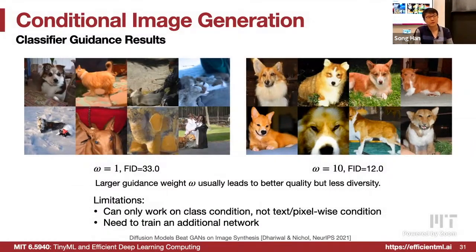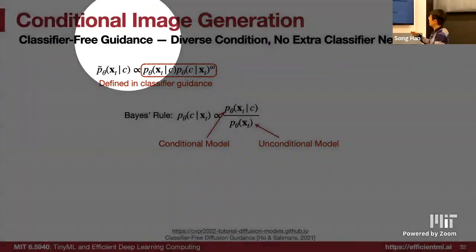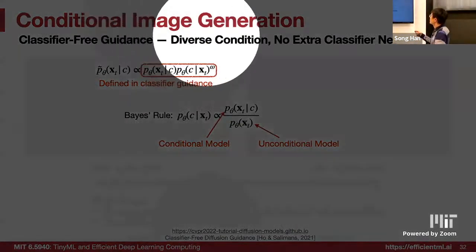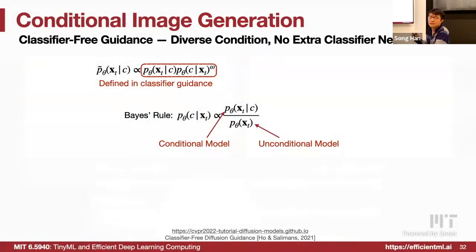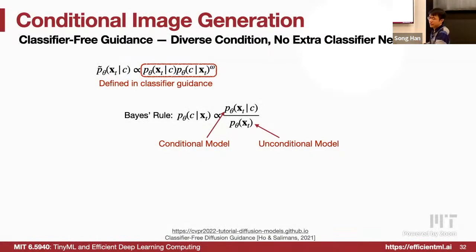Can we just use one network and don't have to train a separate classifier network? So that's the classifier-free guidance, a very widely used technique these days to support diverse conditions, including the class condition, text condition, pixel-wise condition, etc., without using an actual classifier network.